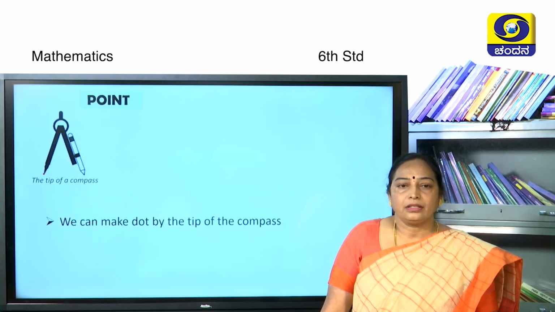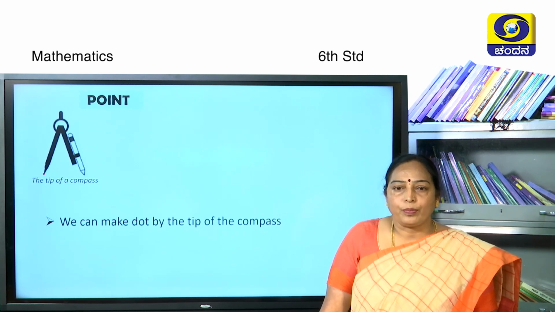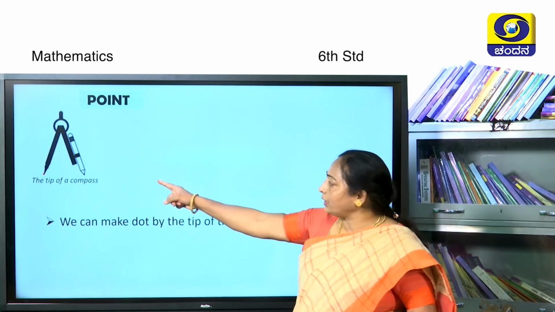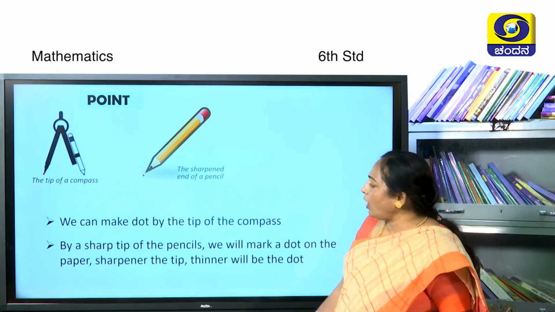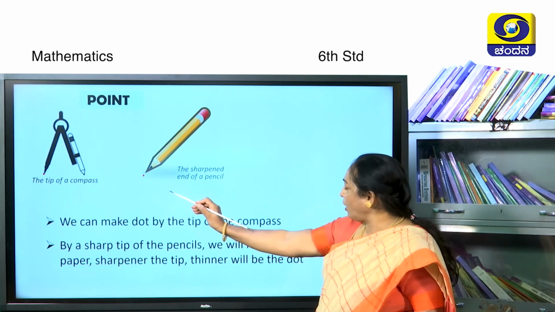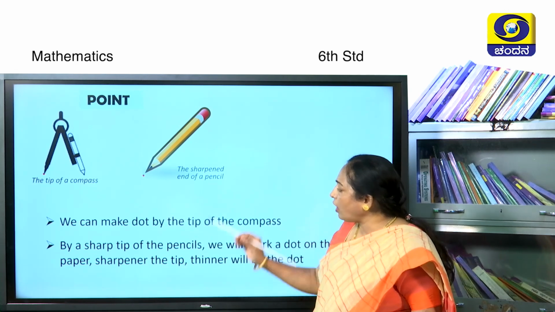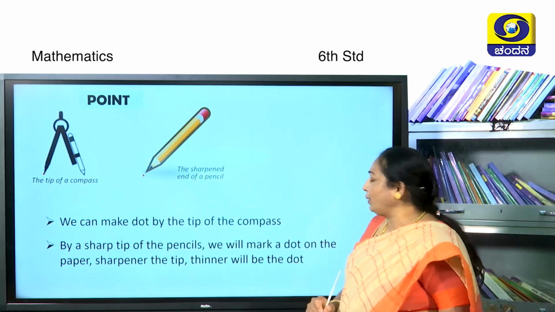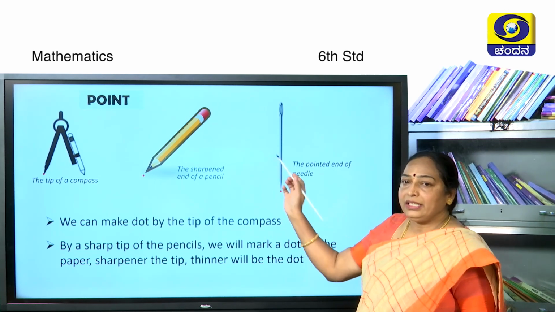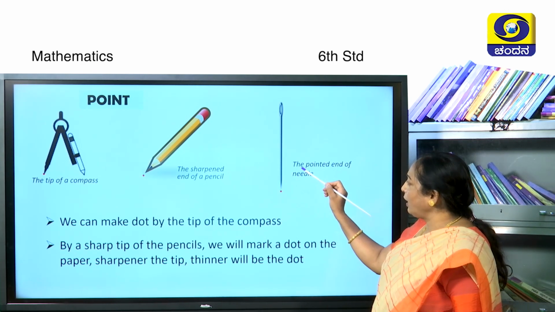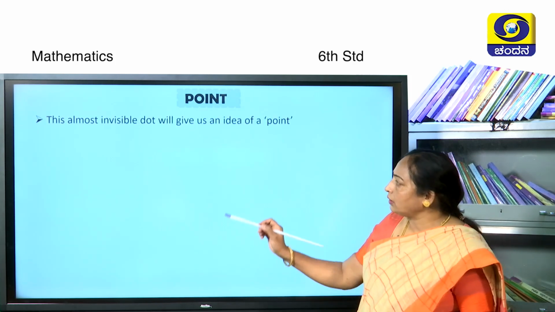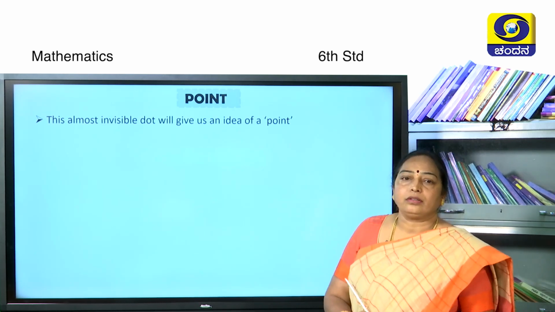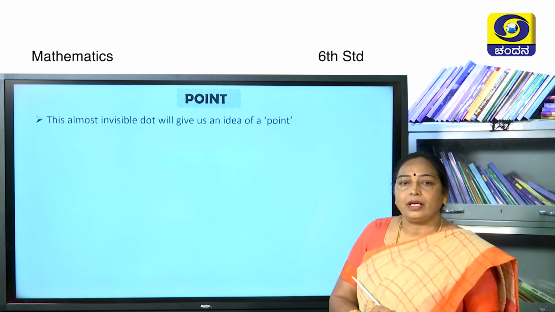Look at this figure, it is a compass. We can make a dot by the tip of the compass. Pencil. By the sharp tip of the pencil, we will mark a dot on the paper. The sharper the tip, thinner will be the dot. It is a needle. We can make a dot with the help of the pointed end of the needle. This almost invisibly tiny dot will give us an idea of a point.